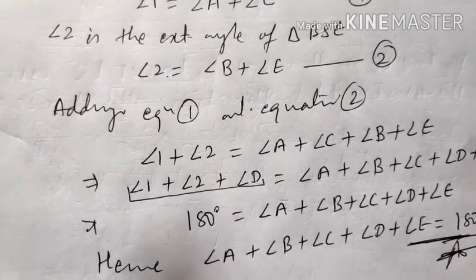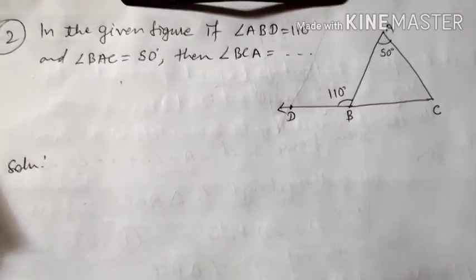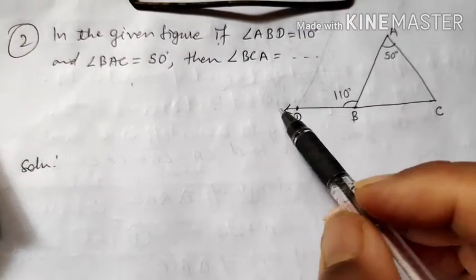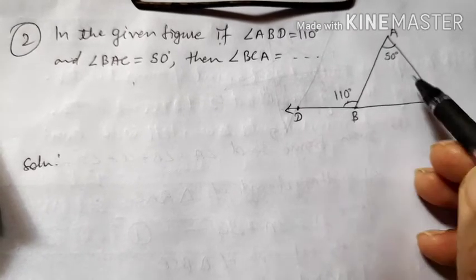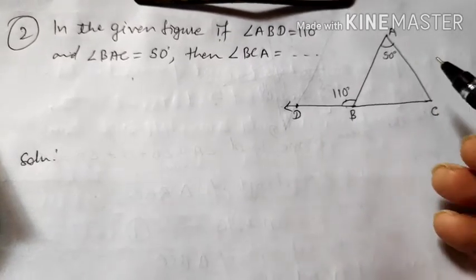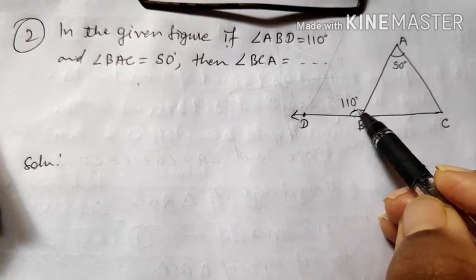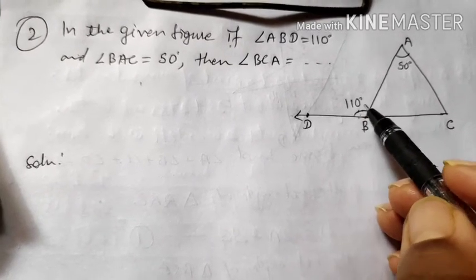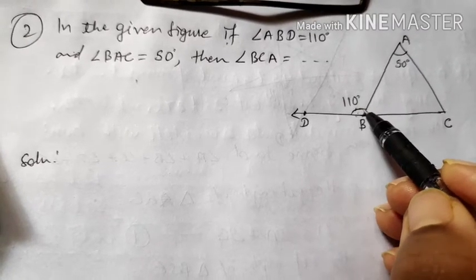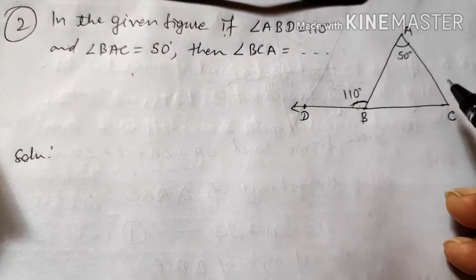Now we are going to discuss another problem. Our second question is: in the given figure, if angle ABD equals 110 degrees and angle BAC equals 50 degrees, then we have to find angle BCA. In triangle ABC, ABD is the exterior angle. By the exterior angle property of a triangle, this exterior angle must equal the sum of angle A and angle C.